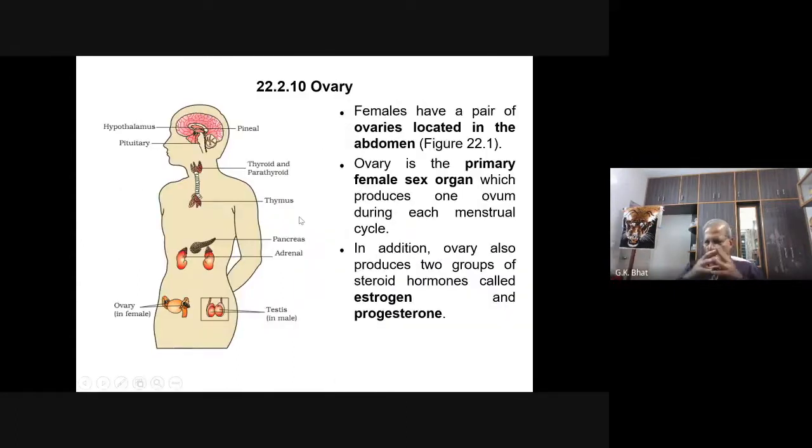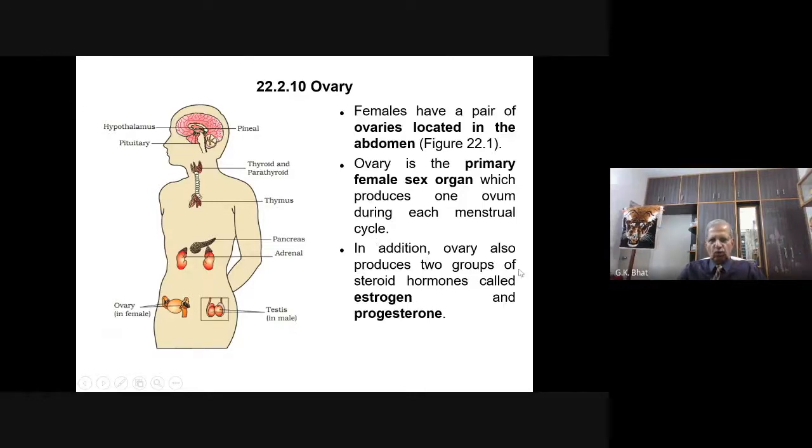Now let us look into the ovary. Females have a pair of ovaries located in the lower abdomen, what we say the pelvic region. The ovary is the primary female sex organ. The testis is the primary male sex organ, while the ovary produces one ovum during each menstrual cycle.